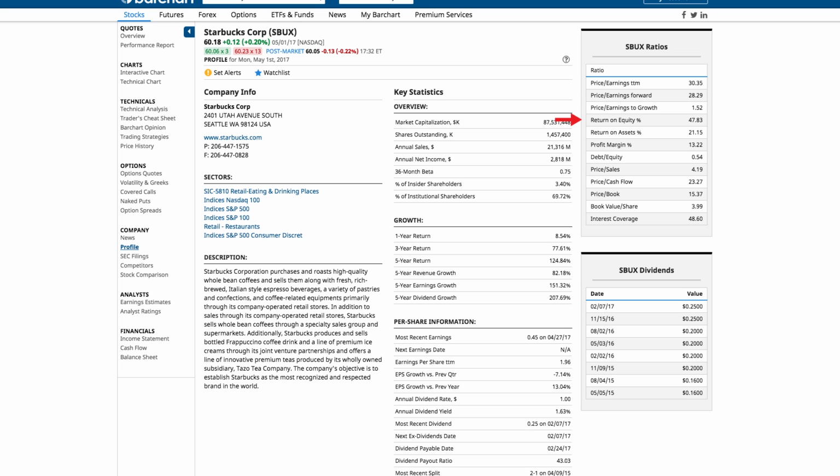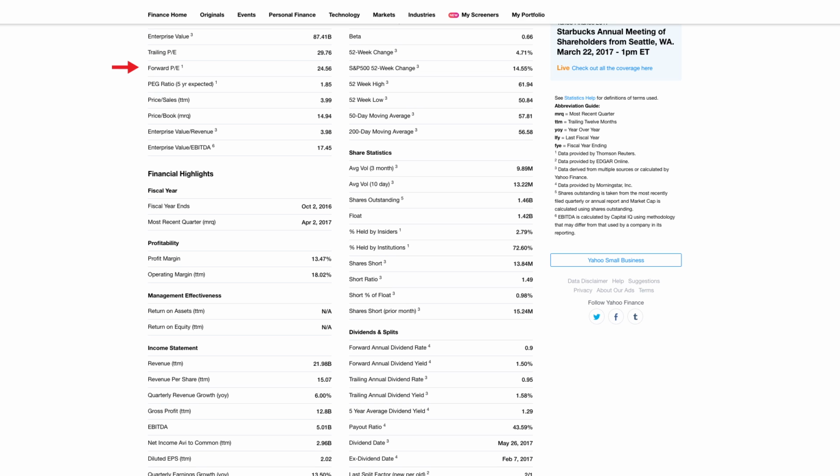So now I know that most of the net income is going back to shareholders, which is really great for me to see, especially with a growing company like Starbucks. Starbucks is also a large company, so I want to see how many years it would take to recoup my investment. With the forward price to earnings ratio of 24, it looks like it would take 24 years to recoup my entire investment. But it has that higher PE ratio because it's still expanding.